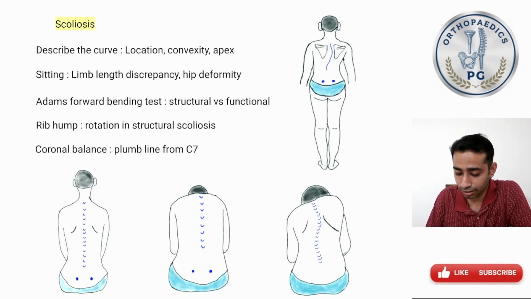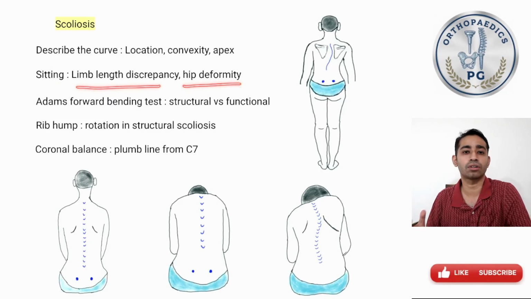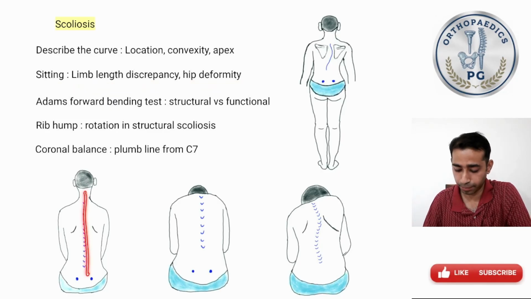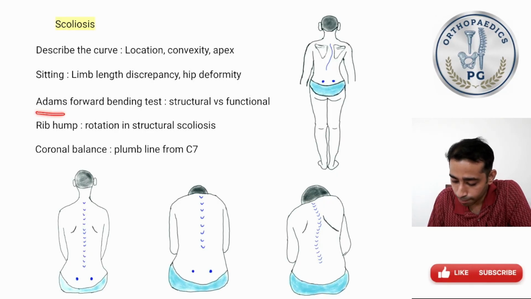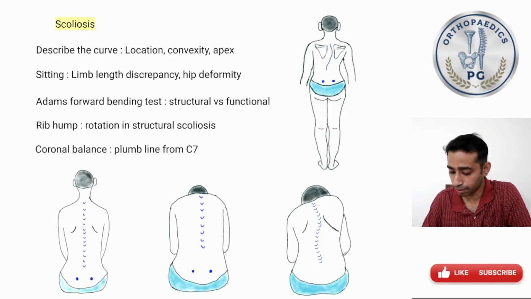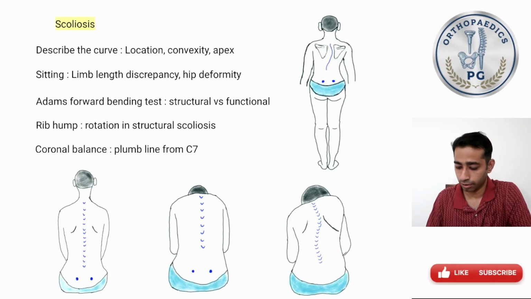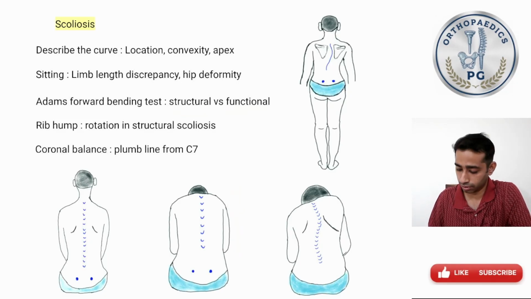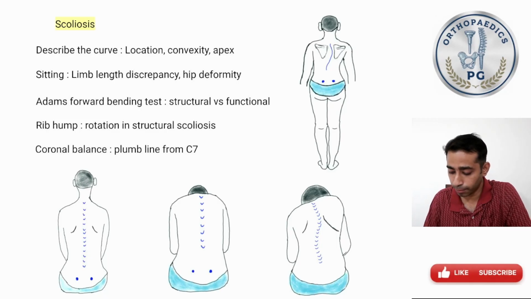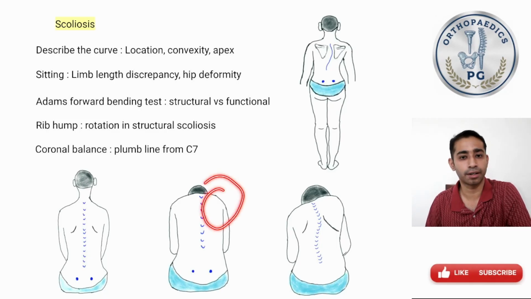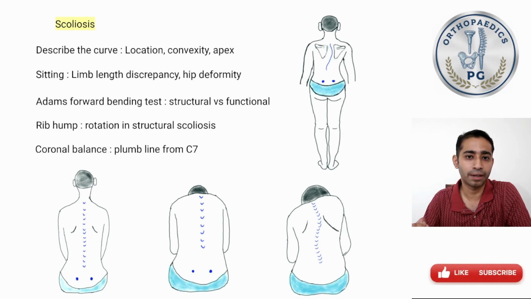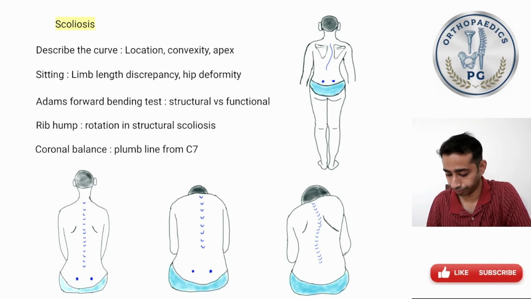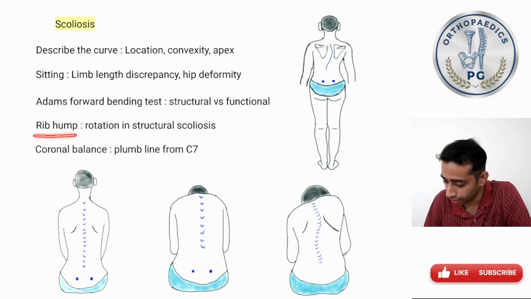If there is a limb length discrepancy or a hip deformity which is causing the scoliosis, it will disappear in a sitting position. Following that, you do the Adams forward bending test. You ask the patient to bend forward. This is to distinguish structural and functional scoliosis. A structural scoliosis will become more prominent due to the rib hump on Adams forward bending test, whereas the functional scoliosis will disappear. So you see if there is any rib hump.